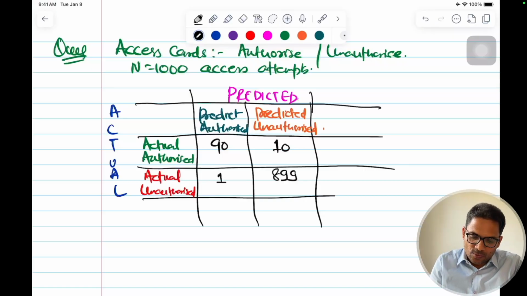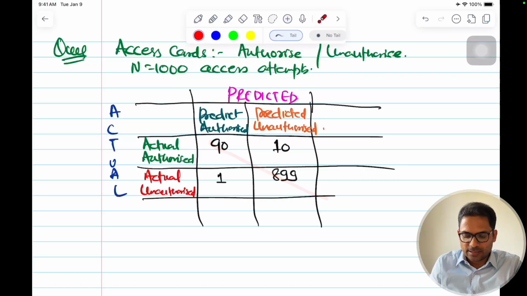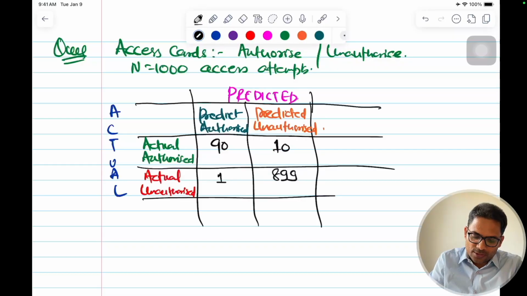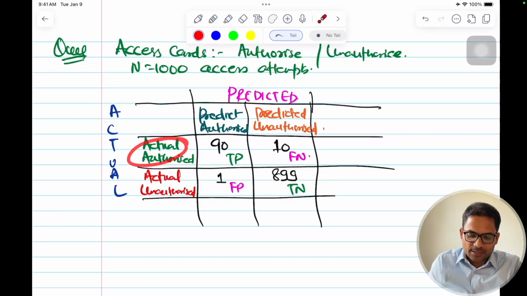Whatever comes in my diagonal elements are good. This was actual authorized, predicted authorized. This was unauthorized, predicted unauthorized. All good, no problem. But the confusion is here, that's why it's called a confusion matrix. So this is your true positive. This is your true negative. No problem with these. The problem is with your false positive and false negative. Somebody was actually authorized and you predicted authorized, no problem. Somebody was actually unauthorized, you predicted unauthorized, no problem. The access system is working fine.